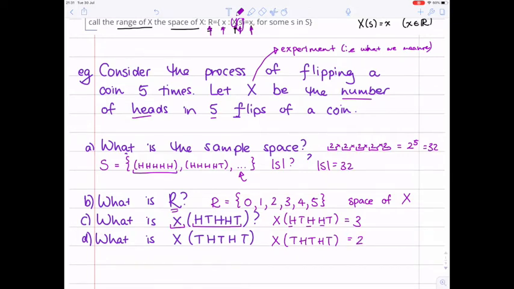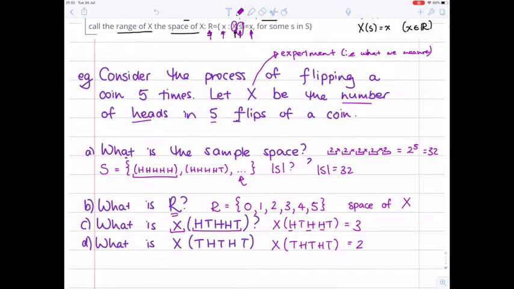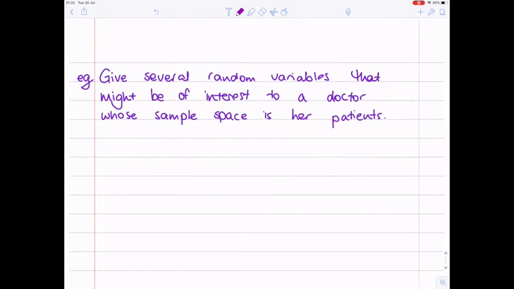So we haven't really done anything very fancy, we've just introduced some notation and some vocabulary, but the basic idea is we're just wanting to think about measuring various aspects of outcomes of random experiments. So one thing to do is to think about when random variables might be useful. For example, what random variables might be of interest to a doctor whose sample space is her patients.